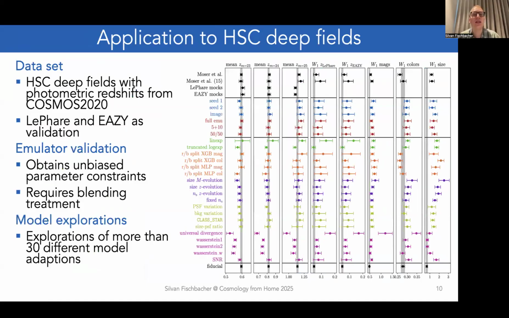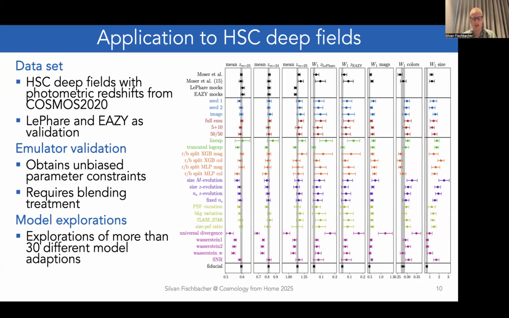And in our case, we used HSC deep fields. The HSC deep fields are a very interesting data set for this problem because it is very deep. We can actually constrain the galaxy population model to quite high redshift. And it also almost fully overlaps with the Cosmos 2020 catalog. And in the Cosmos 2020 catalog, we have high quality photometric redshift information, for example, from LePhare and EAZY. So we can use these photometric redshifts to also validate the performance of our pipeline in terms of redshift estimation.